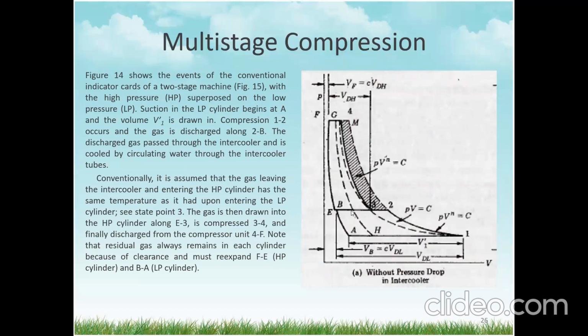Conventionally, it is assumed that the gas leaving the intercooler and entering the high-pressure cylinder has the same temperature as it had upon entering the LP cylinder. So you return it to the original temperature. See state point 3. This is the constant temperature line. So it goes back to the temperature. The gas is then drawn into the HP cylinder along 3E.